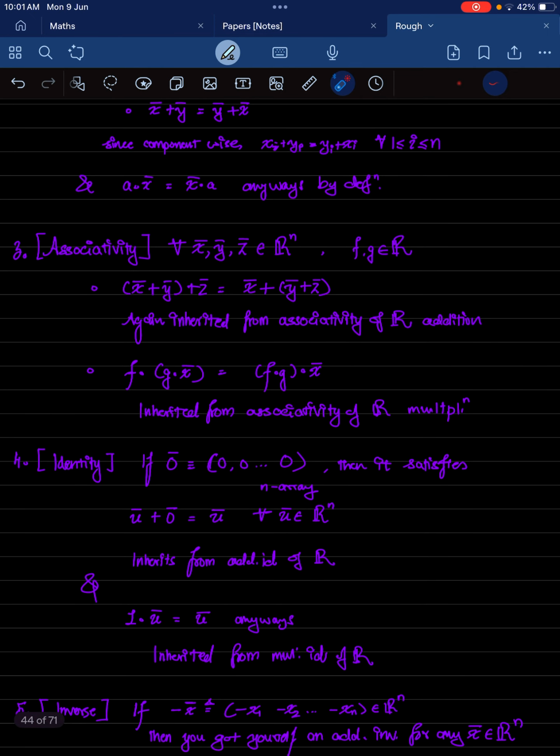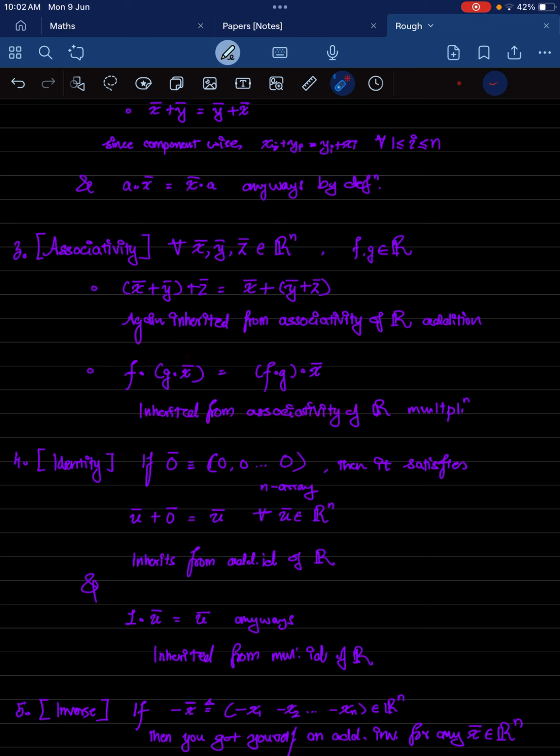Okay, associativity is also inherited from that of real numbers, because x plus y plus z can be evaluated in any way. X plus y can be evaluated first and then z can be added, or y plus z can be evaluated first and then added to x. Again, same logic, you just have to find out whether component wise associativity is there, and obviously it will be there because real numbers are associative under addition.